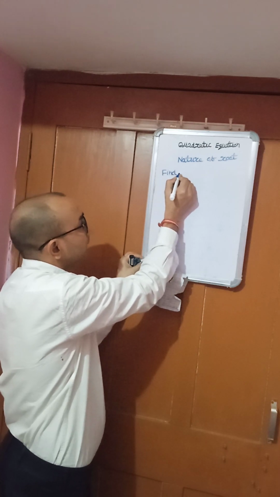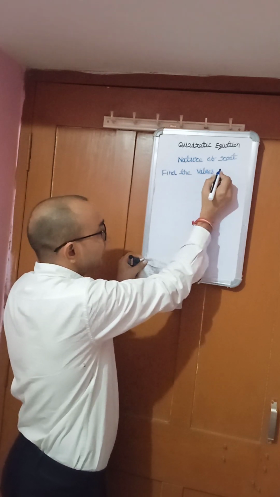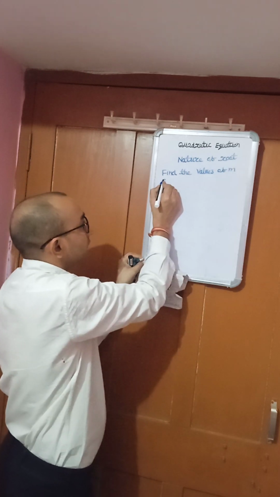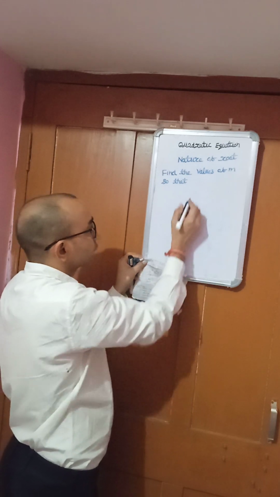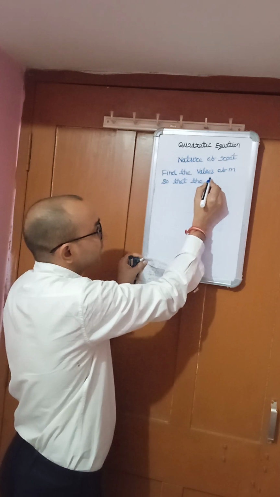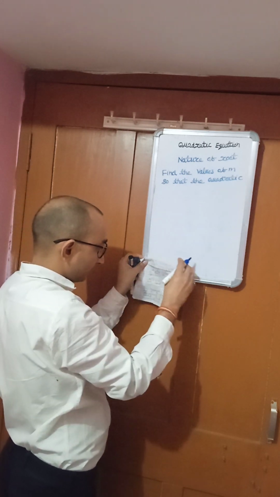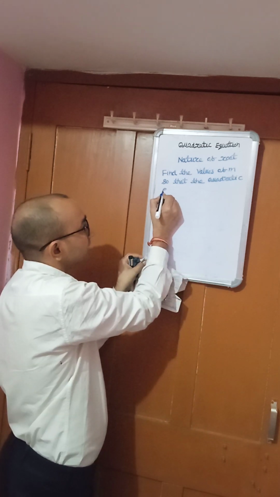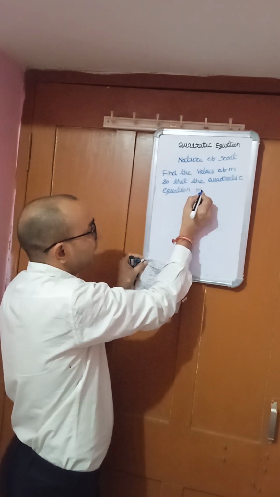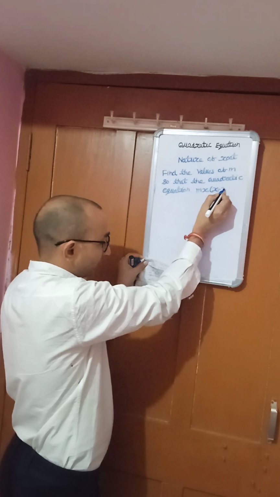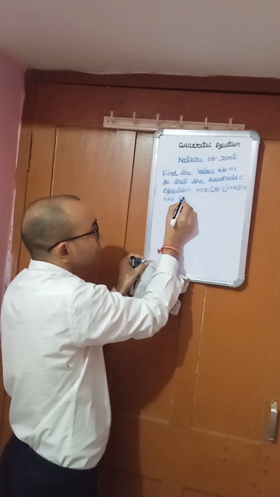Find the value of m so that the quadratic equation mx into x minus 7 plus 49 equals 0 has two equal roots.